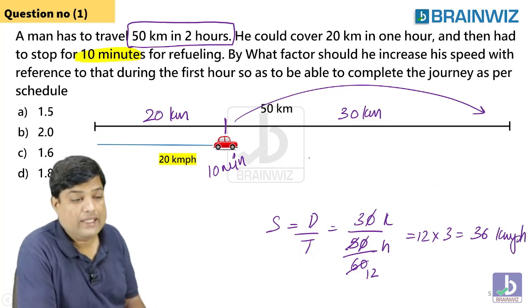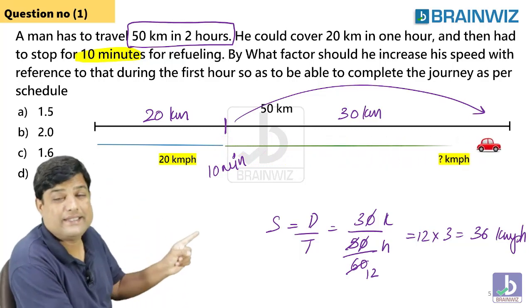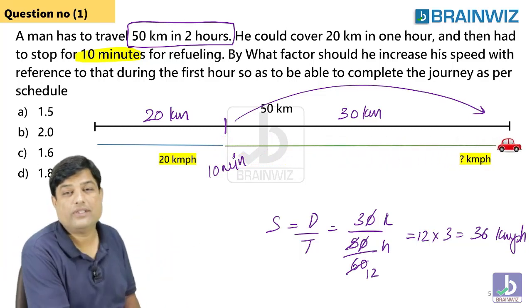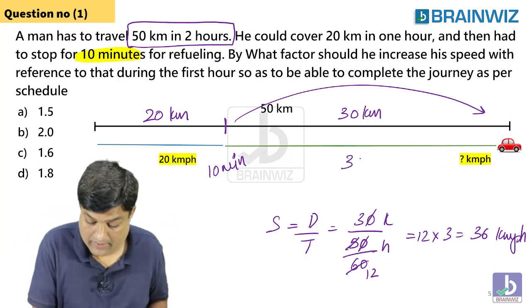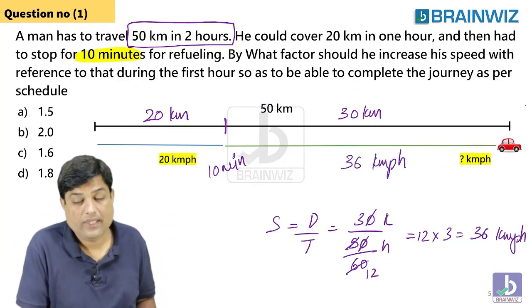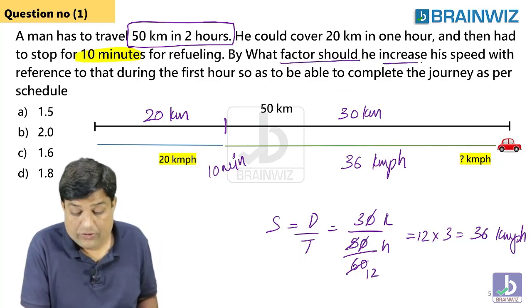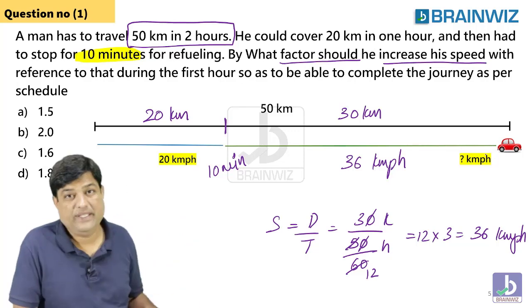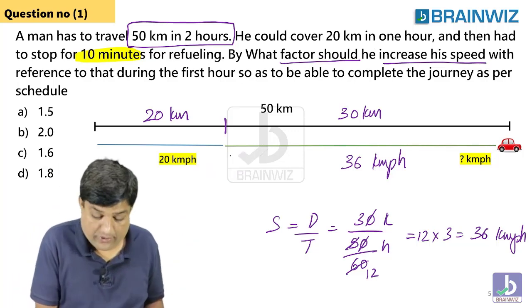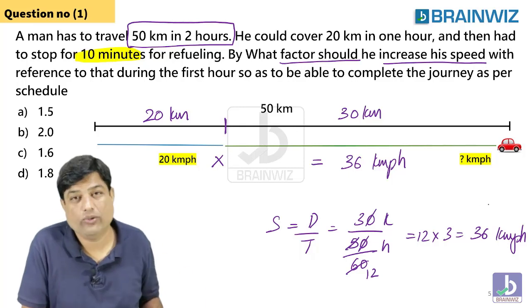So we have understood what speed this car has to go at, guys. It has to cover 36 km per hour in order to cover the rest of the distance. So what did he ask you in the question? He asked you by what factor he should increase the speed with respect to the first speed. The first speed is 20 km per hour. This 20 km per hour must reach 36 km per hour.